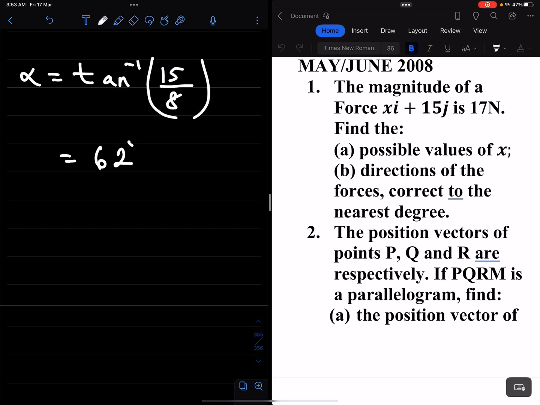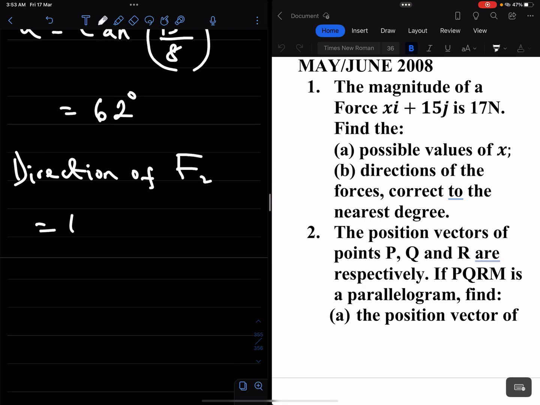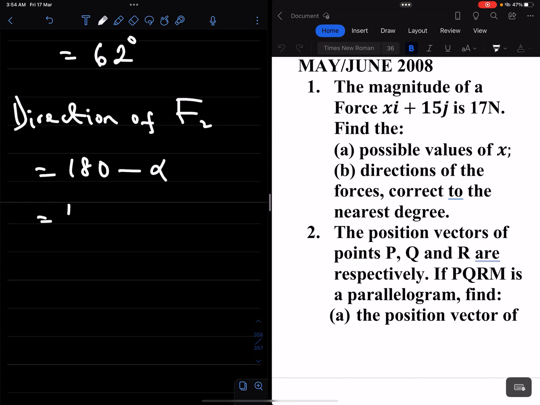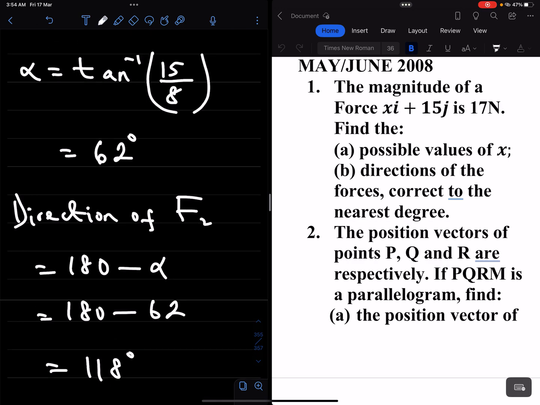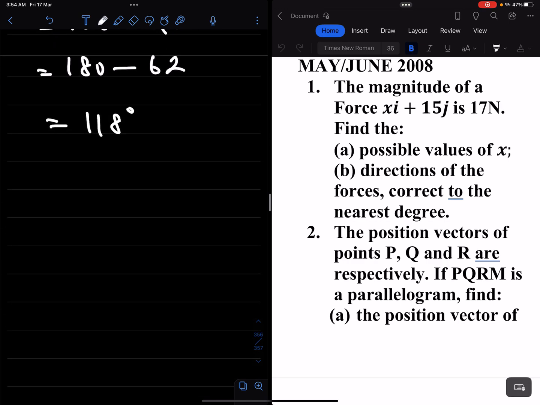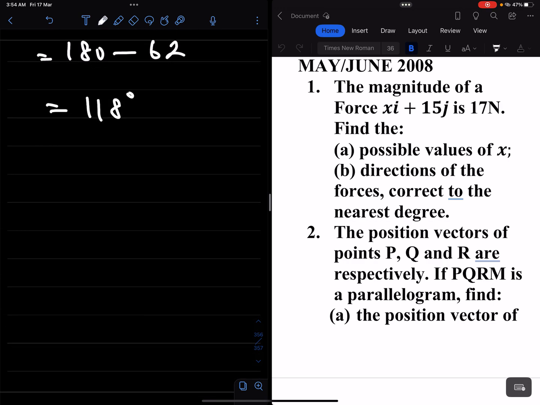Now the direction of the force F2 is therefore equal to 180 minus alpha, which is 180 minus 62, and that's 118 degrees. So the directions of the forces are 62 degrees and 118 degrees. Now we go straight to the next, which is number 2.